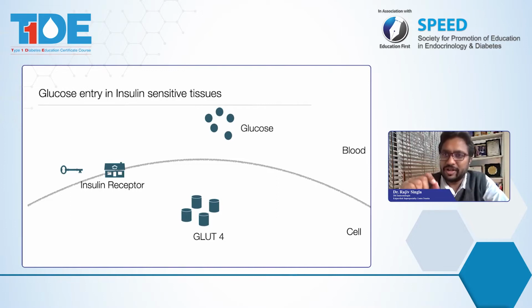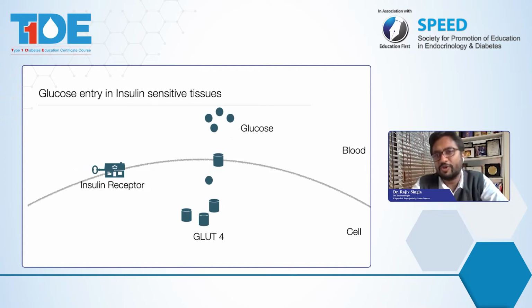So glucose can only come through the cell membrane, or the cell boundary, when these GLUT4 are on the surface. What insulin does is, when insulin comes, it goes to the insulin receptors and makes these GLUT4 move to the cell surface. And as GLUT4 moves to the cell surface, the glucose comes into the muscle cell. So that's how this entire thing works.